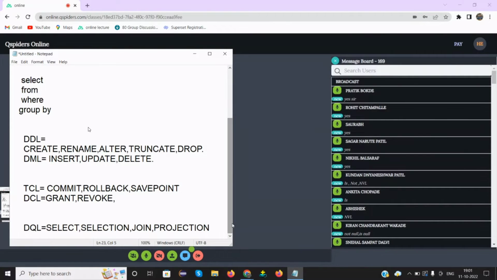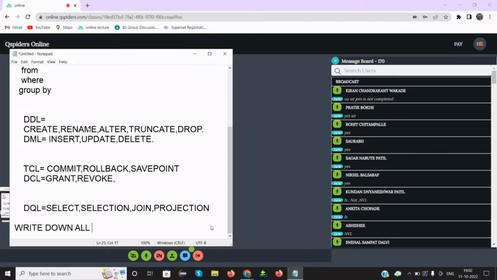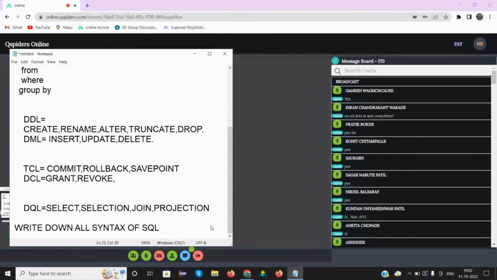I will give you one assignment today itself. The assignment is that you need to write down all the syntax of SQL. Okay, I will provide you some syntax for the joins also in the group. But the syntax you guys are done with, you need to write it down. Why? Because it will be practice for you.